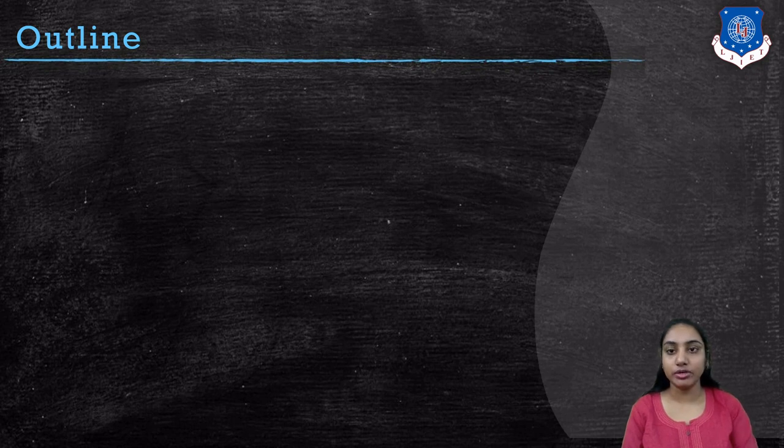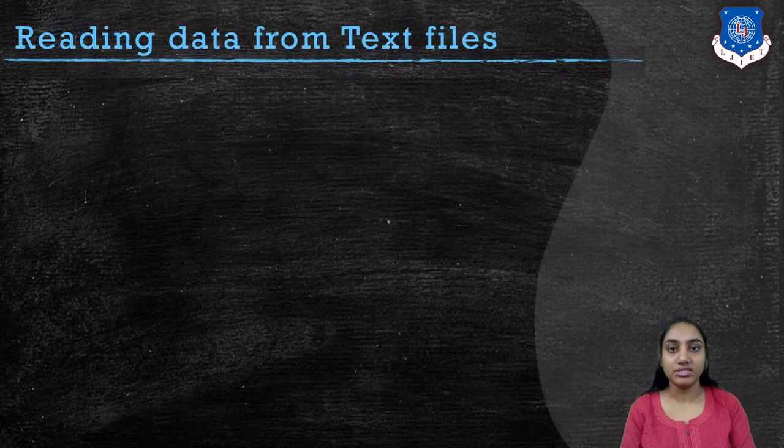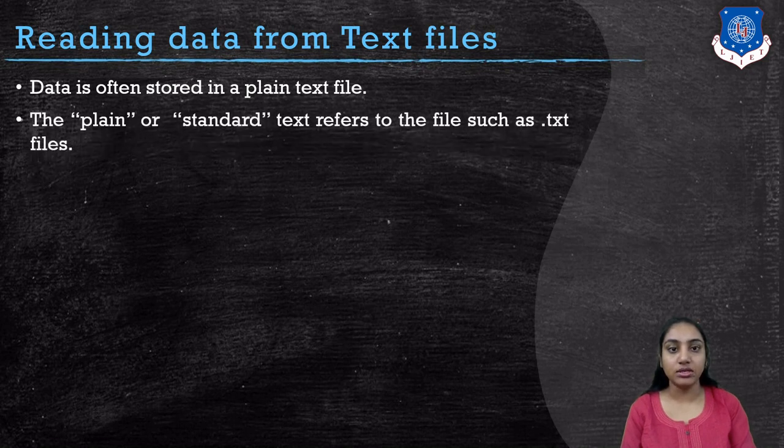Today we are going to cover the topic of reading the data from a standard text file and reading the data from a standard CSV file. So basically, what is a standard text file? Any plain file with the extension .txt can be called a text file. It is also referred to as a standard text file.